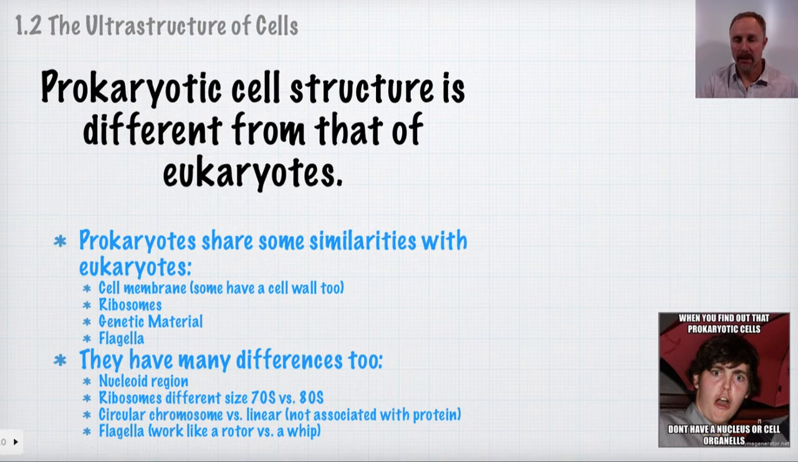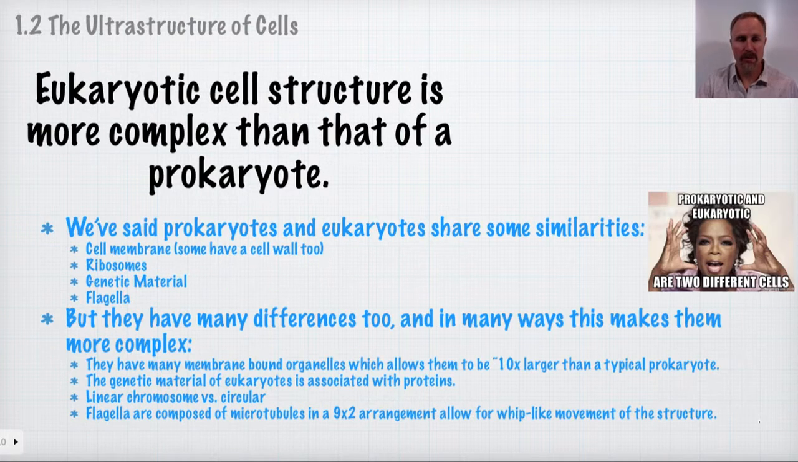It kind of spins in a circle, almost like the arm on a bread machine, whereas the eukaryotic flagella is more whip-like. And that's due to the microtubules that it has. And we said in many ways that the eukaryotic cells are much more complex than the prokaryotic cells. And some of the similarities, again, we talked about these, and some of the differences.